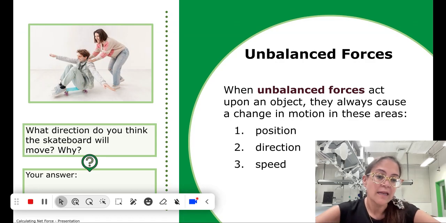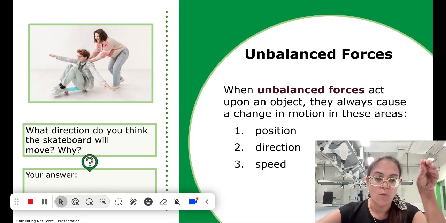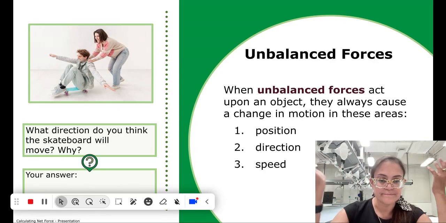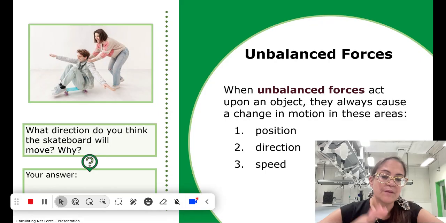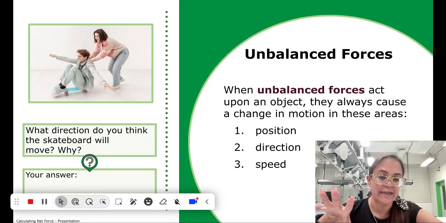So now we'll talk about unbalanced forces, which is the opposite. A lot of times in science, we talk about one thing and then we learn about its opposite. So when unbalanced forces act upon an object, they always cause a change in motion in one of these areas. And it could be one of these three, it could be all three of these things.